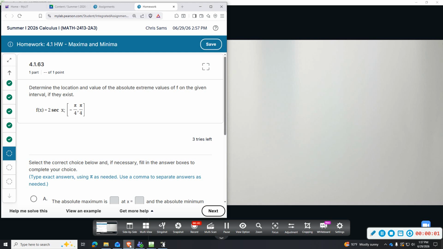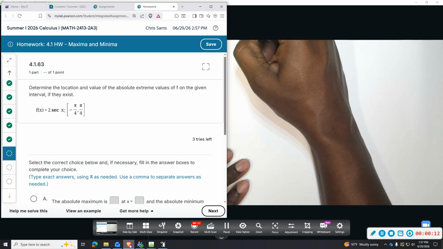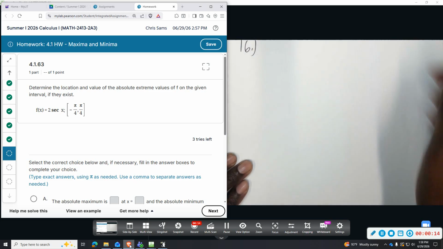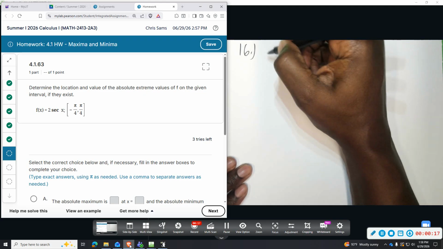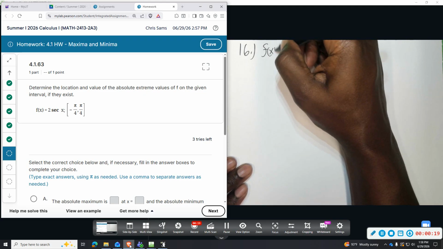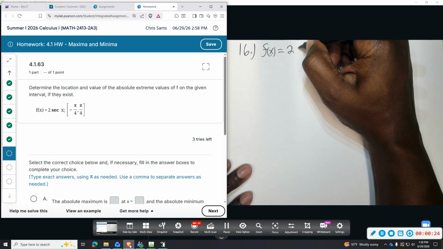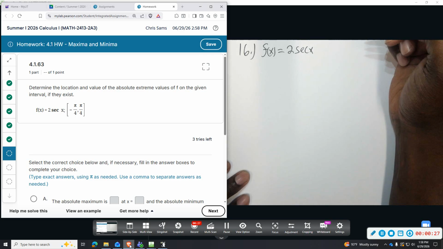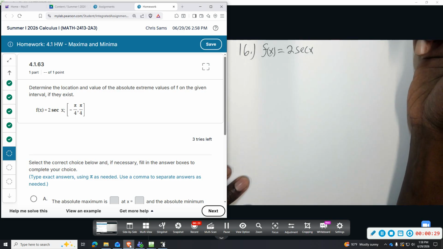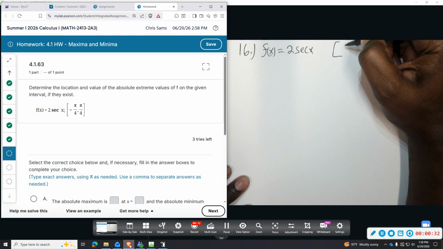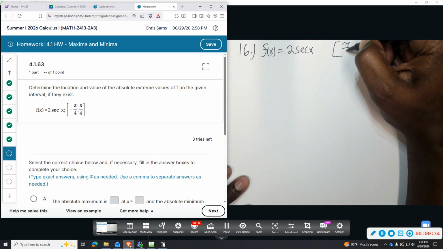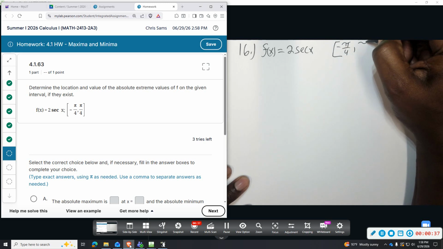All right, number 16, we want to determine the location and value of the absolute extreme values on f on the given interval if they exist. Okay, so first we want to find the derivative. We have f of x equals 2 secant x, and we are on the interval negative pi over 4 to pi over 4.